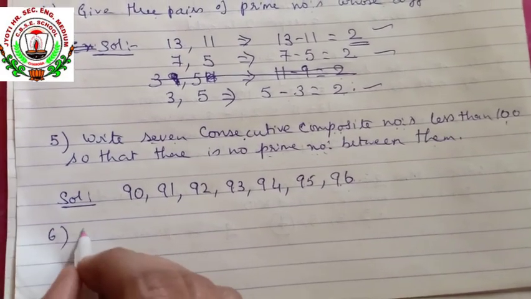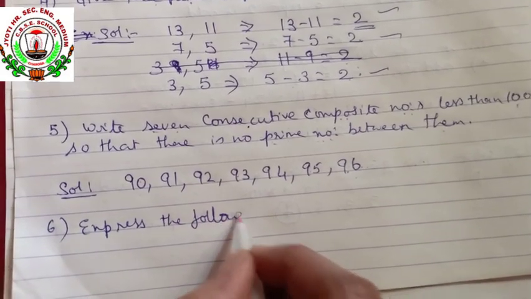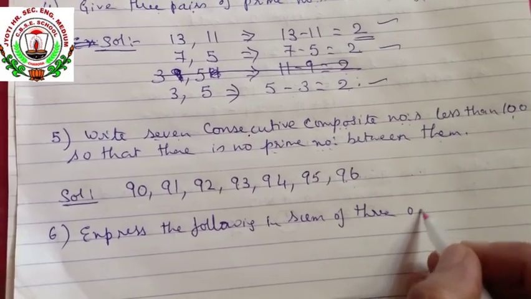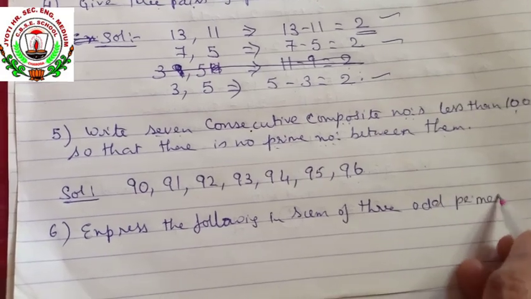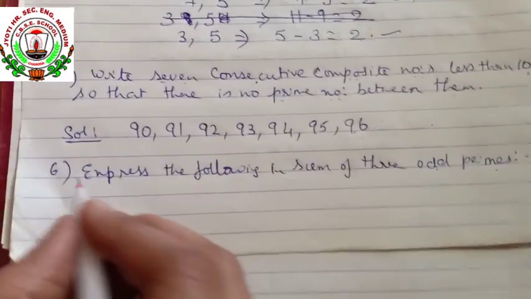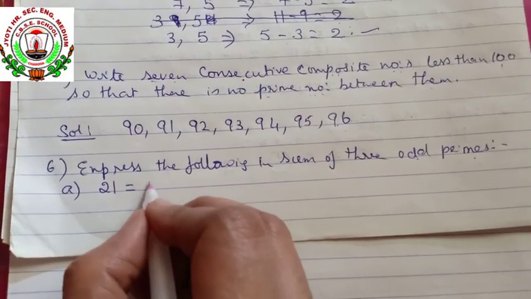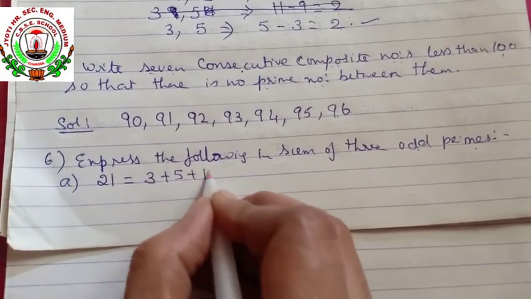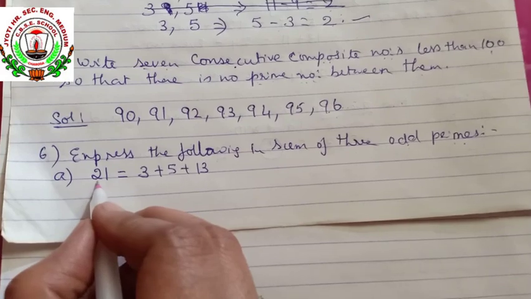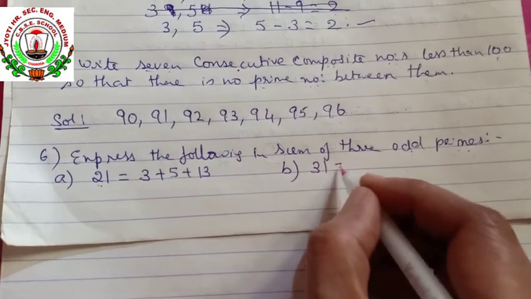Next question is express the following as a sum of 3 odd primes. Again, the numbers should be odd and also prime. The first question is 21. I can write it as 3 plus 5 plus 13. You can take any other odd primes so that when you add them the answer comes to 21. Second one is 31.